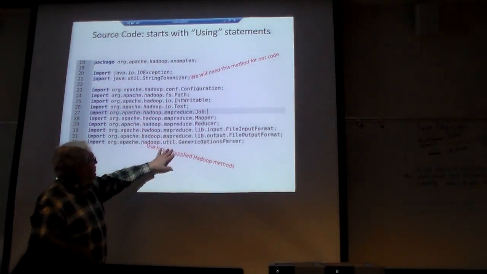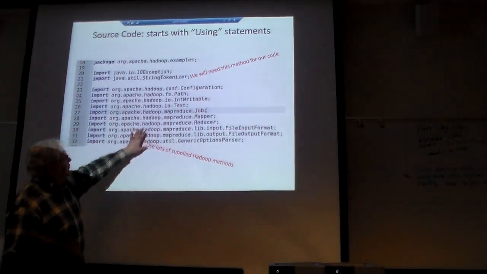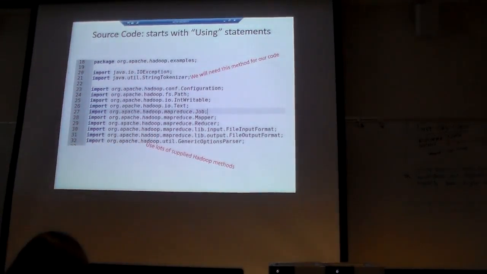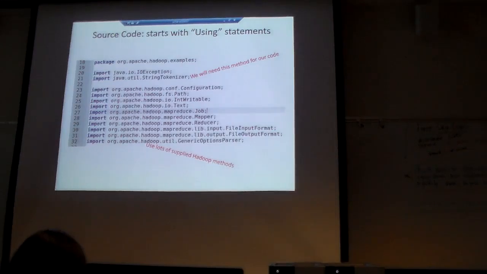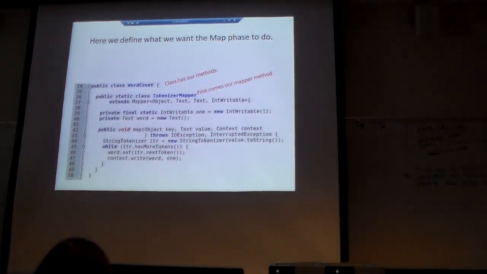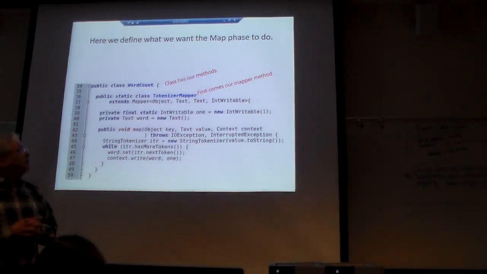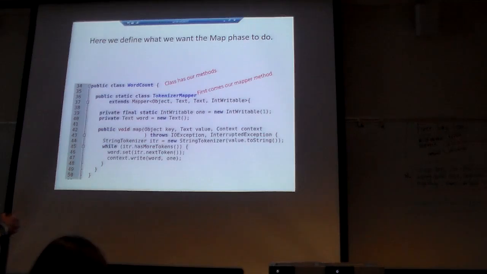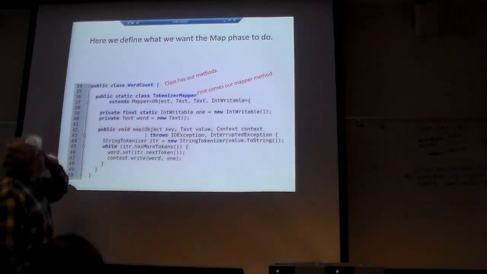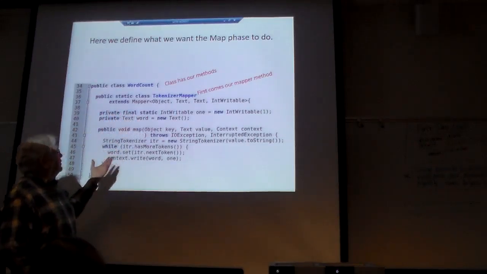These, MapReduce, generic option parser, input, output, MapReduce, those are chunks of code that came when we installed Hadoop. So you're bringing in all these libraries you need to run it. And then you have to write what you want the map phase to do. So you express that by writing an object, just like you'd write an object in C#, only this happens to be a Java object. And it looks kind of similar, doesn't it? Public class word count, that looks the same as C#.